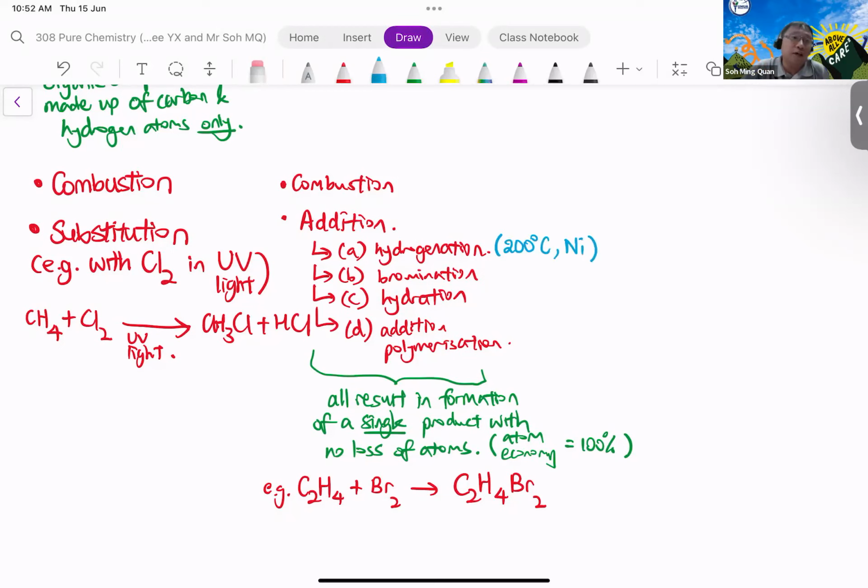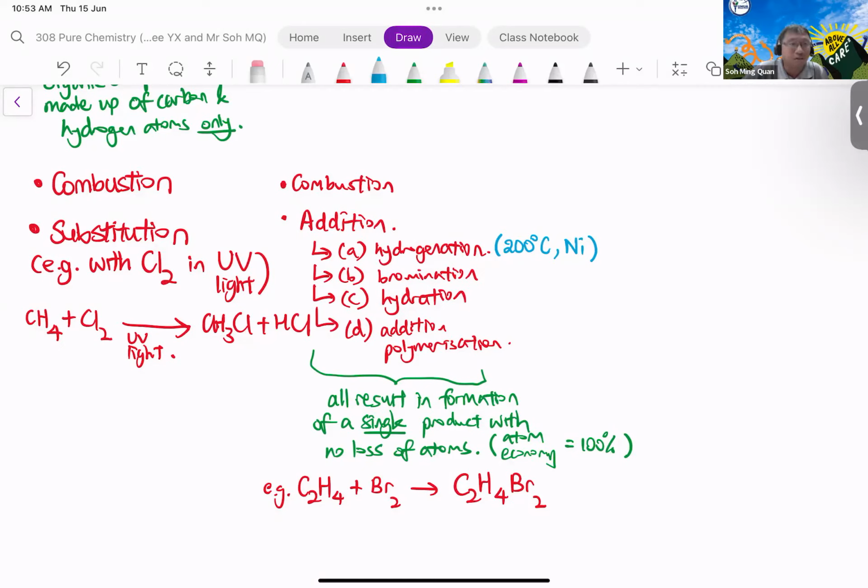Hydrogenation's temperature is 200 degrees Celsius. The catalyst used is a nickel catalyst. Now, the nickel is usually given in the form of a powder. This is because powdered nickel has a larger surface area to volume ratio. Okay, so the catalyst in hydrogenation is nickel.